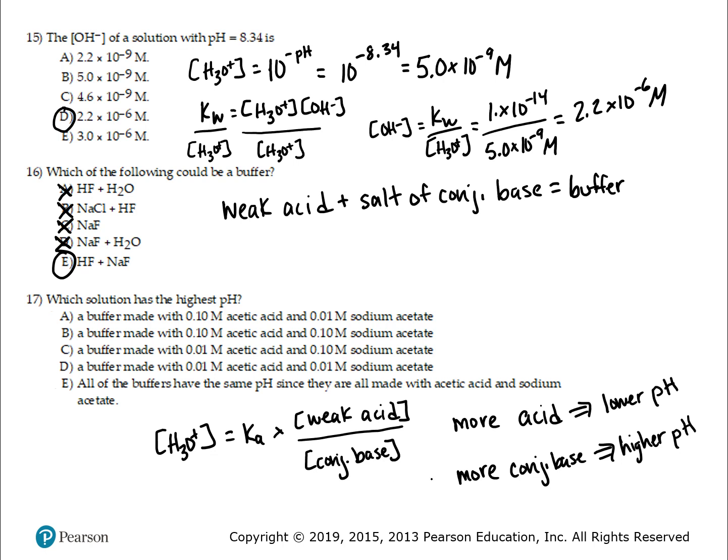What we're looking for is the one with the highest pH. So it has to have the most conjugate base in reference to the amount of weak acid. The only one that fits the bill is C. We've got 0.01 molar acetic acid and 0.1 molar sodium acetate. Any questions here?